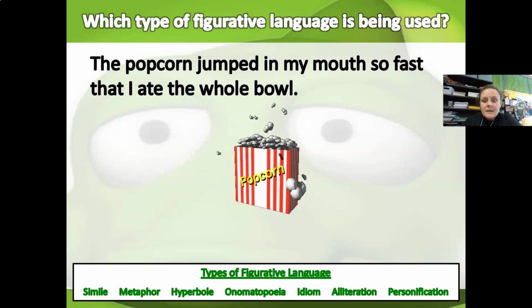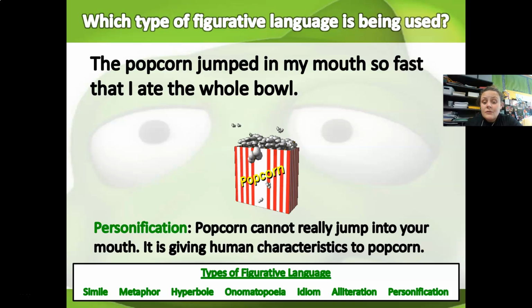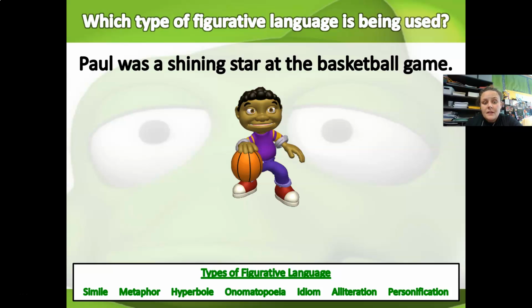The popcorn jumped in my mouth so fast that I ate the whole bowl. Can popcorn actually jump? No, humans can jump, right? So that's personification. Popcorn cannot really jump into your mouth. It is giving human characteristics to popcorn.